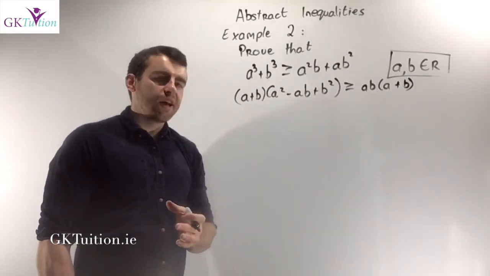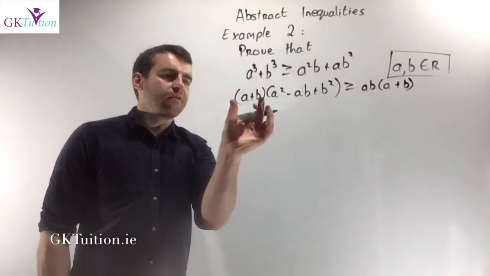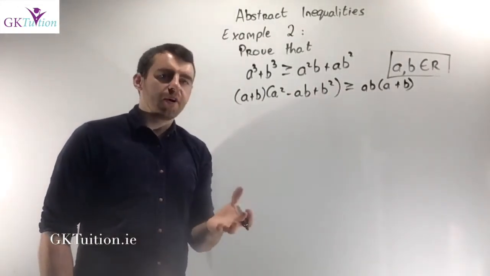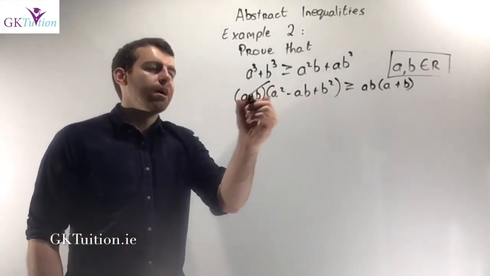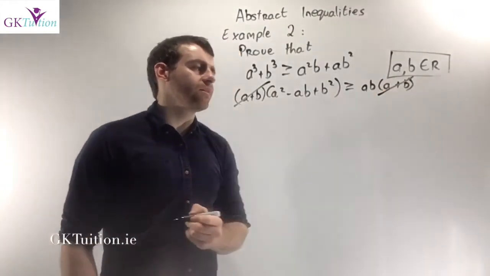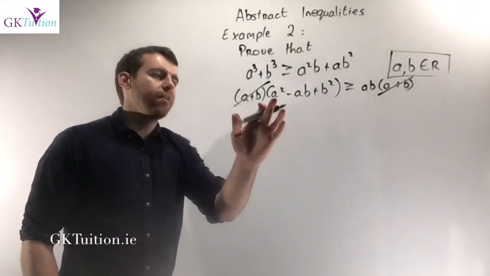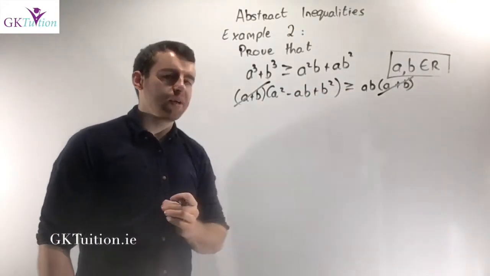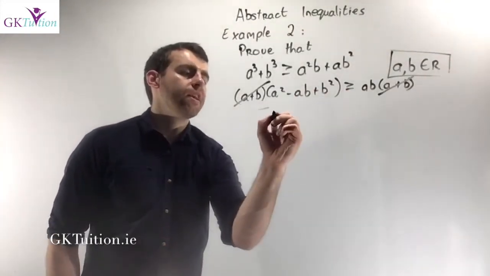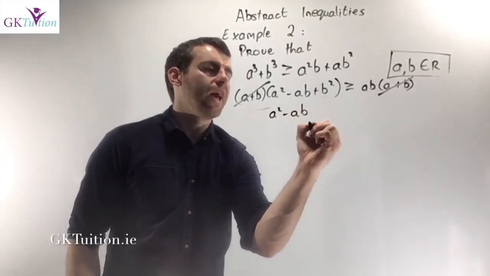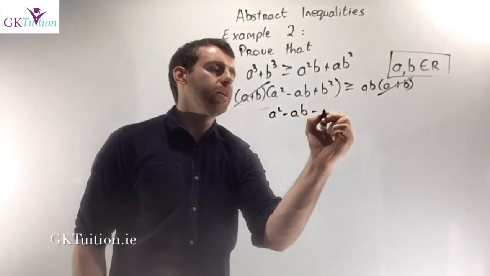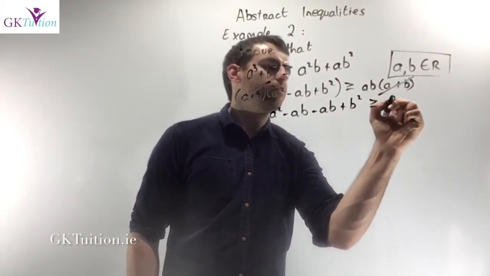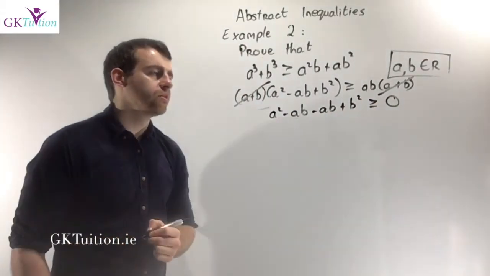You should notice now that in each case I have an a plus b times this and I have a plus b times this. So I can divide both sides by a plus b, and essentially the a plus b's cancel each other out. Now I have a squared minus ab plus b squared is greater than or equal to ab. So at the moment I have an a squared minus ab on the left. I'm going to subtract ab from both sides, and I also have a b squared. That leaves me with nothing left on the right hand side, so I can just say that it's greater than or equal to 0.